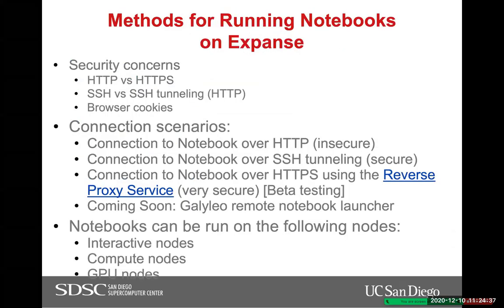So methods for running notebooks, I briefly described a couple of them. The security concerns are: are we using HTTP or HTTPS? HTTPS is encrypted. Are you using SSH versus SSH tunneling? And then what's happening with your browser cookies? So the different scenarios that you can connect with are: you connect over HTTP, you can use tunneling like I described, and reverse proxy server. And next year, we hope to have a script that runs on your notebook that launches a secure notebook for you without you having to log on. Right now, you do have to log on to Expanse to launch the notebook.